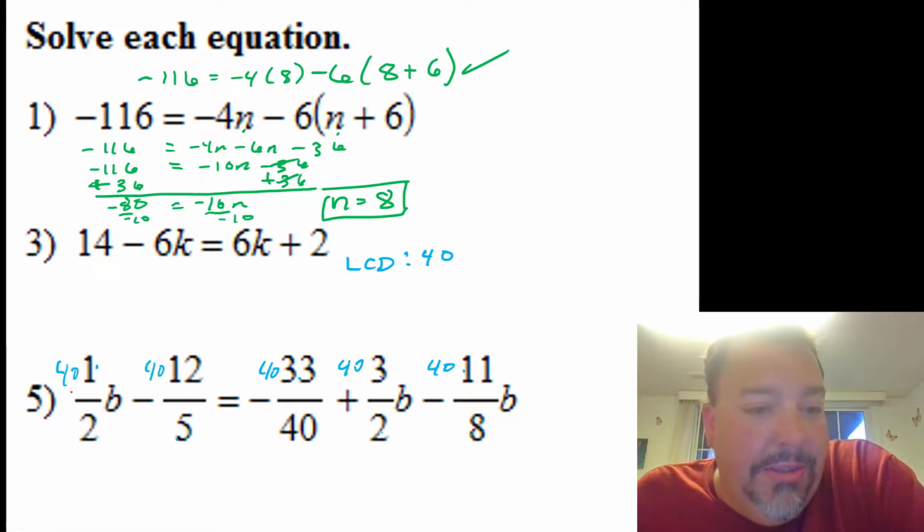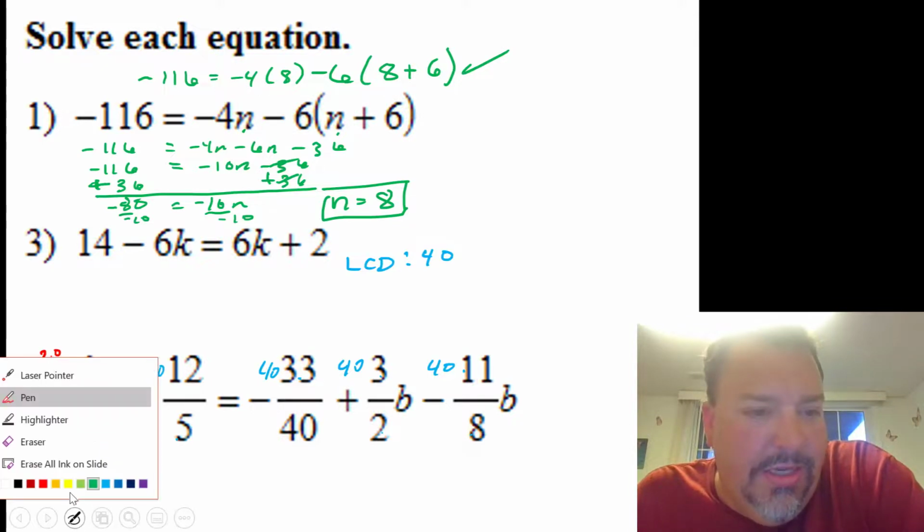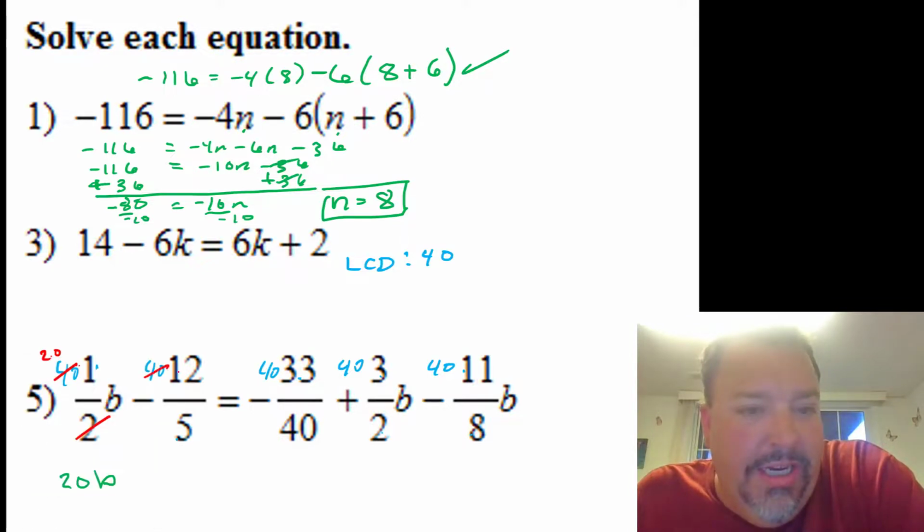And now what I'm going to do is take the 40 divided by the bottom number. So 40 divided by 2 is 20. 20 times 1, that's going to give me 20b. Go to the next term. 40 divided by 5 is 8. And then 8 times negative 12 is going to be negative 96. Go to the next term. It's a negative. 40 divided by 40, these cancel out. I got 1. 1 times negative 33 is negative 33.